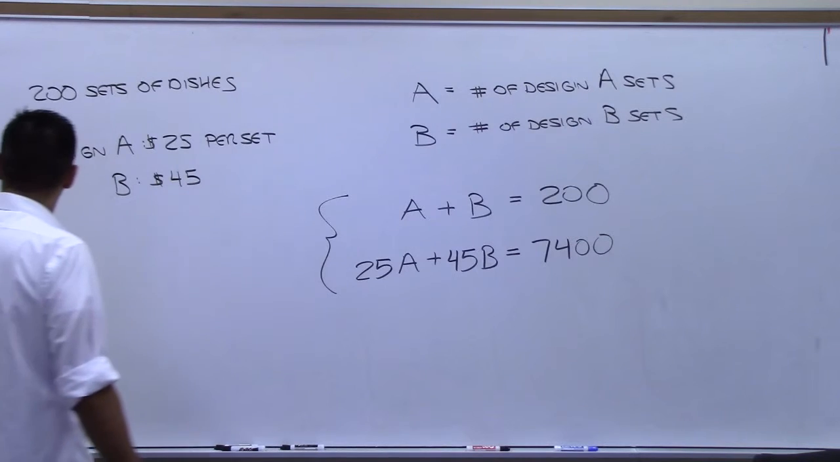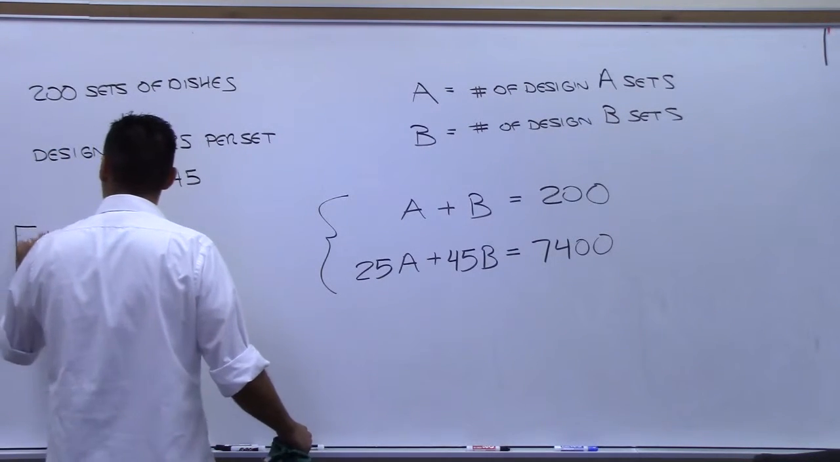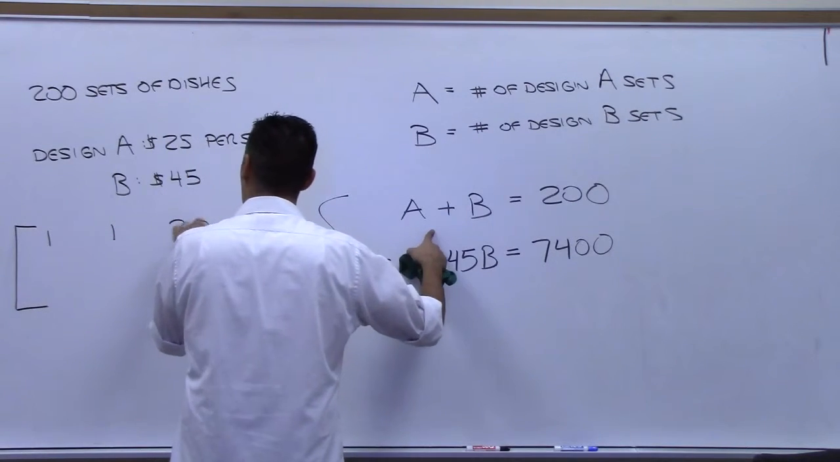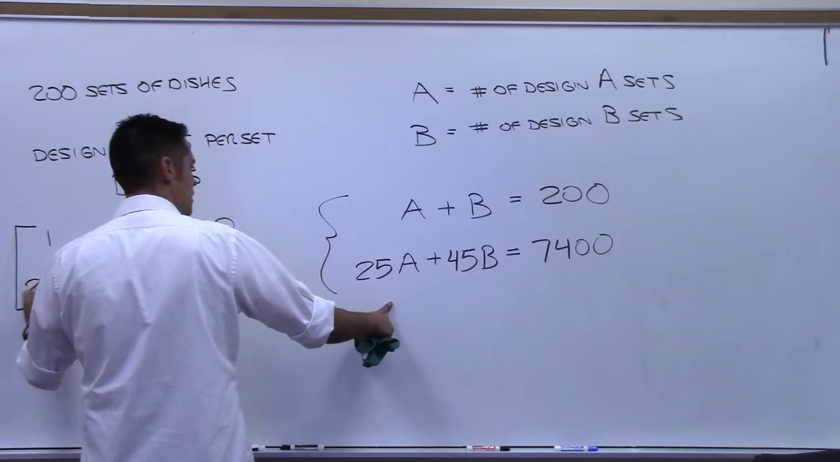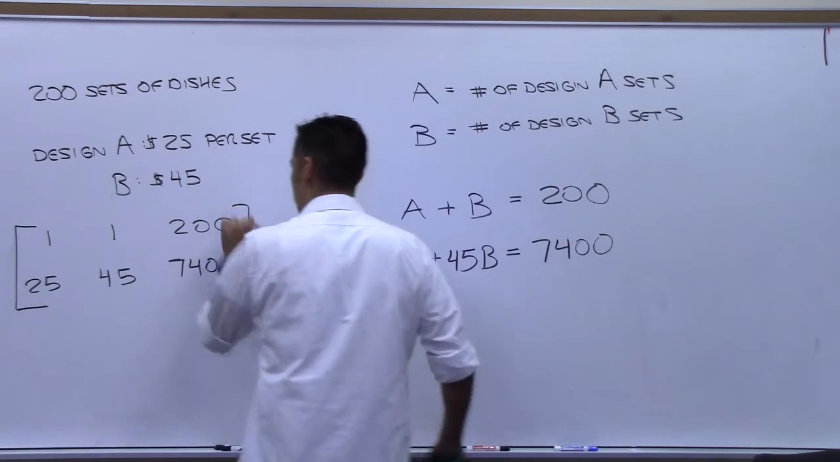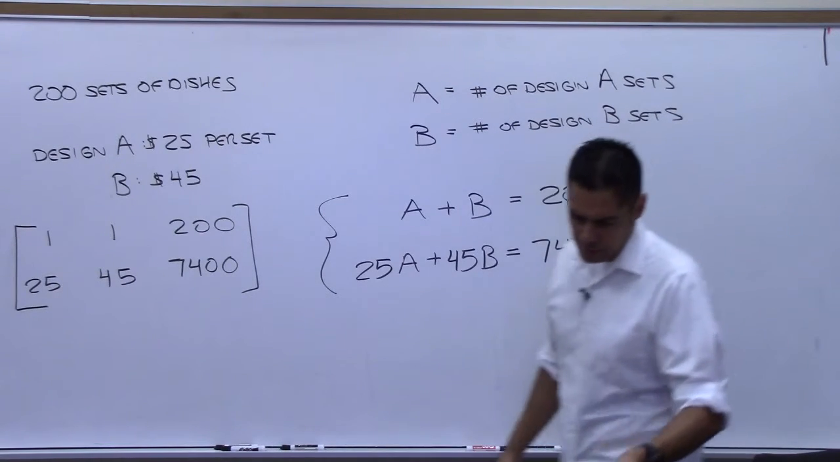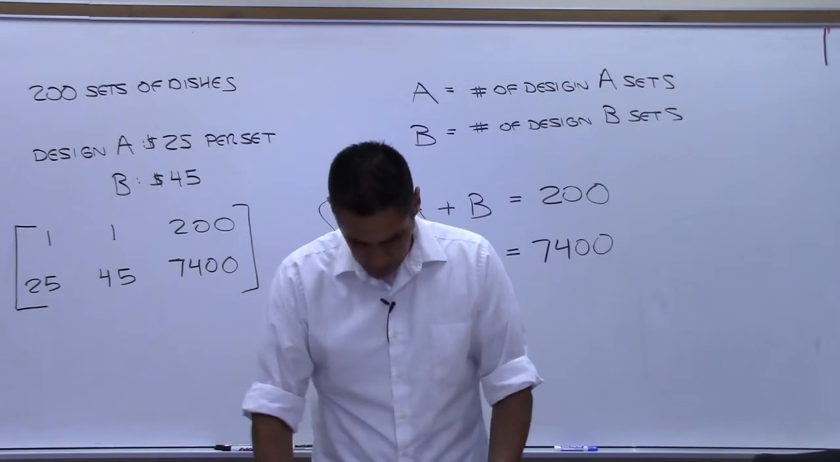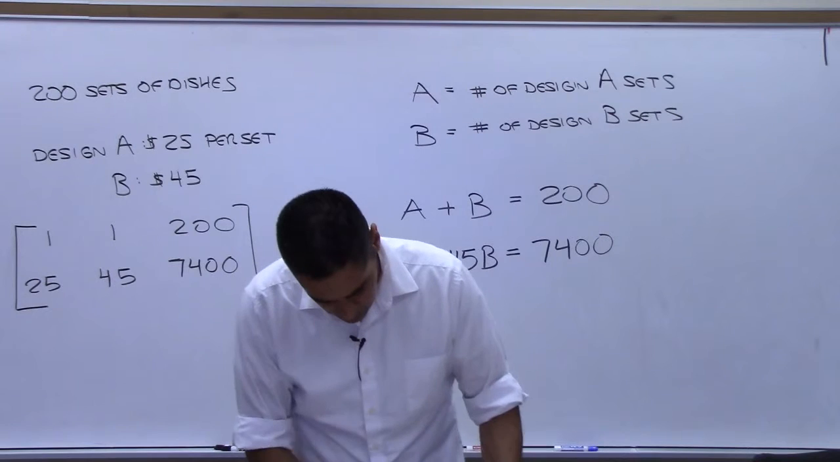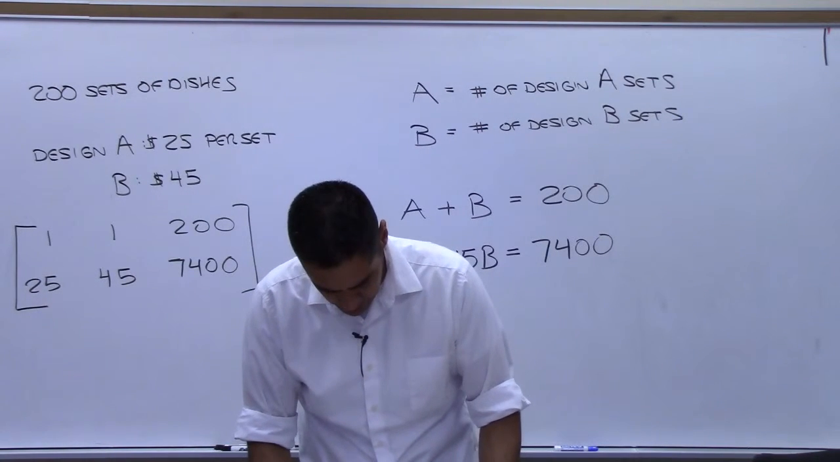I don't know why I was so confused. If you're going to do RREF on your calculator, your numbers are 1, 1, 200, and then 25, 45, 7,400. Anyone get this yet? Let me see, the answer's probably in here. Maybe it's a weird answer.